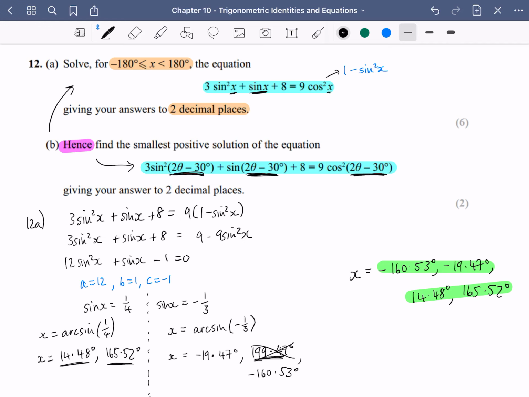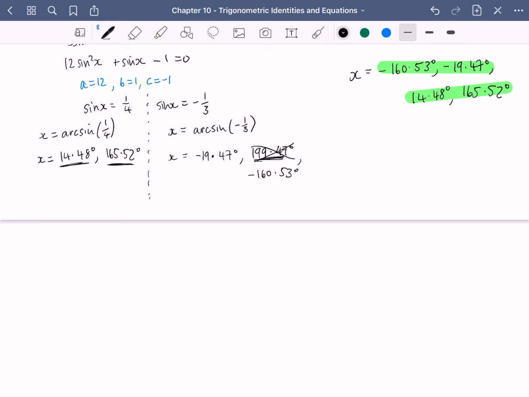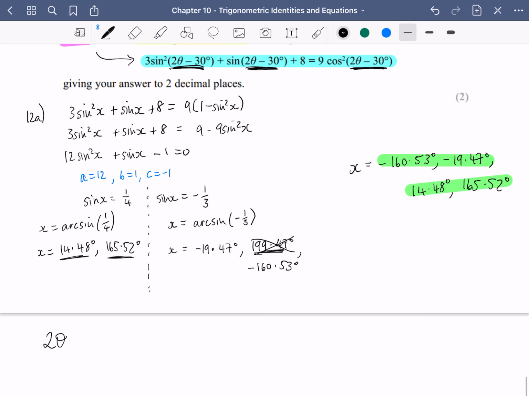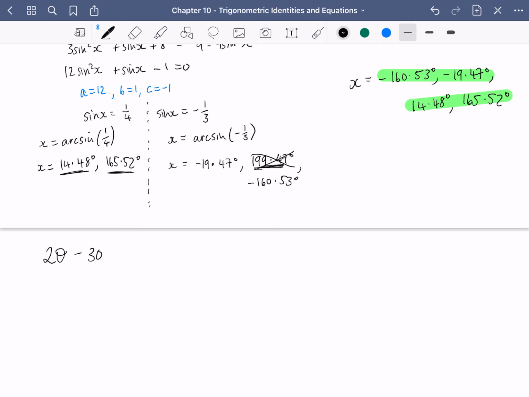Okay? The thing they want us to find, though, is the smallest positive solution of the equation. So, instead of my solutions saying x equals blah, blah, blah, they will say 2 theta minus 30 is equal to this one, or this one, or this one, or this one here. Now, they don't want us to find all of these solutions. They want us just to find the smallest positive solution.